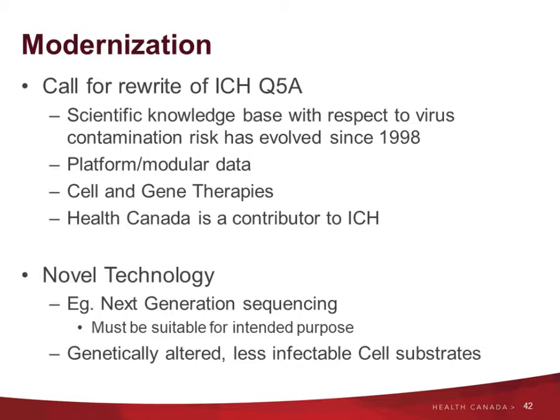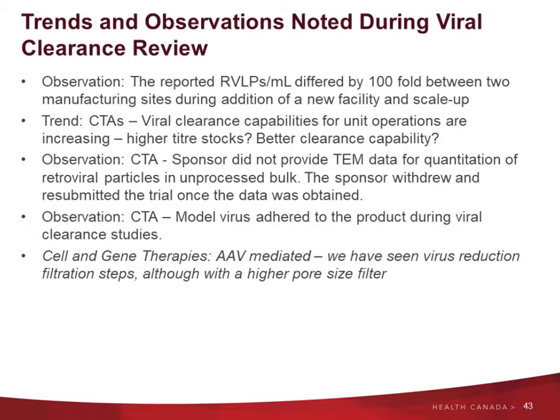Cell and gene therapies are not specifically within the scope of Q5A. And Health Canada has been actively involved in ICH for a long time and will contribute to ongoing ICH efforts. The inclusion of novel technologies such as next generation sequencing. There's even genetically altered, less infectable cell substrates. There's a lot of technology that may need to be considered in the next iteration of Q5A. So I'm going to take a moment to discuss some observations we've seen at Health Canada with some of our reviews.